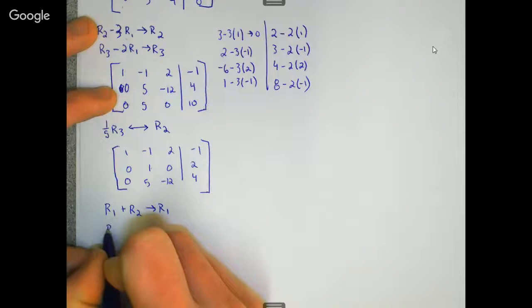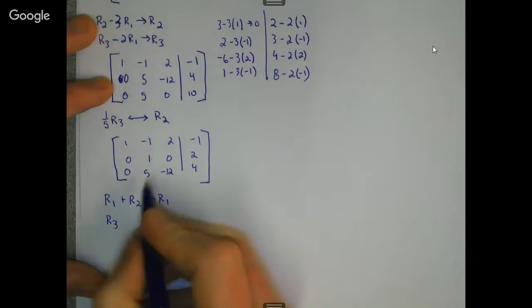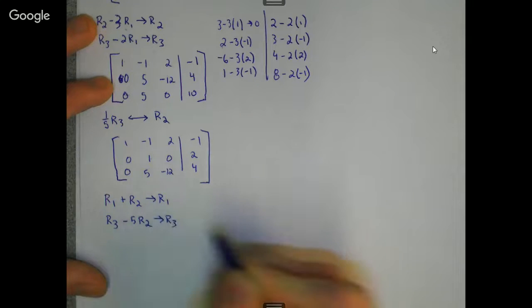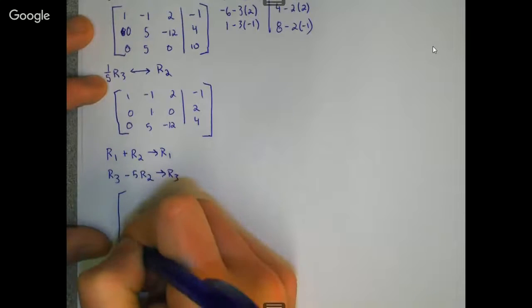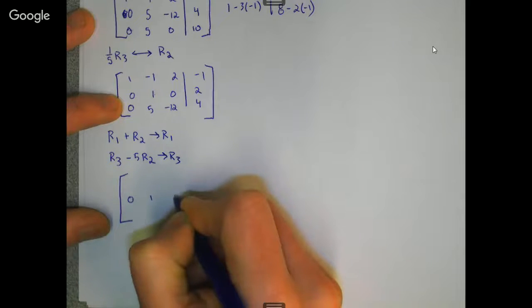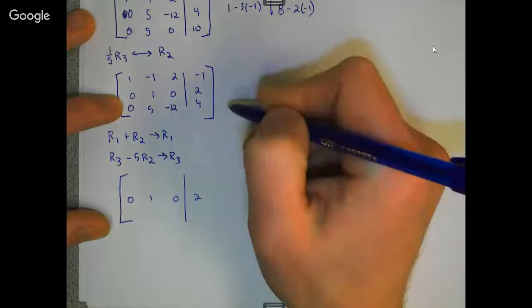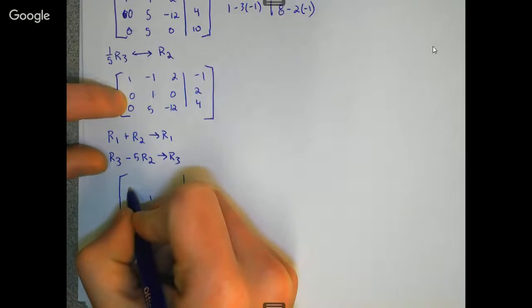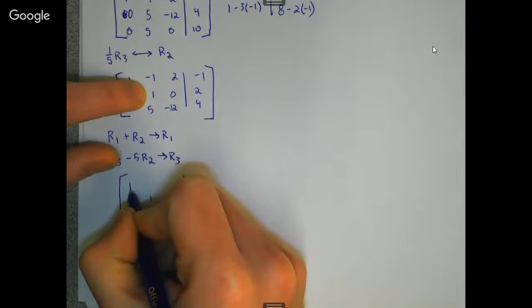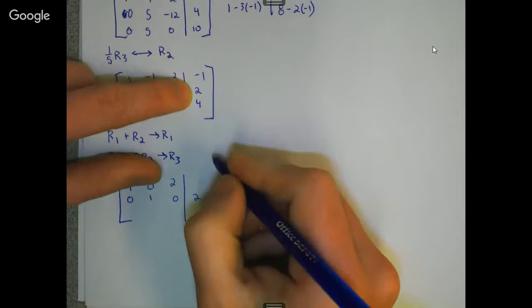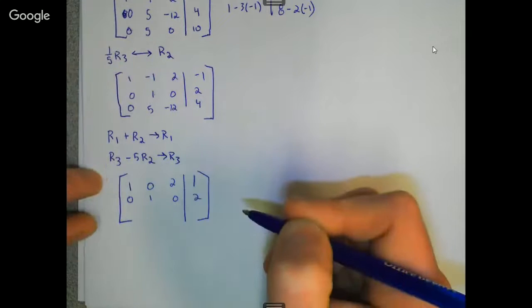Row 3 has to change. And we're going to subtract 5 times row 2, and we're going to put it back into row 3. Okay, so a lot of work here. So our middle row is not changing at all. All right, so row 1, we're just adding to row 2. So that's 1 plus 0, that's 1. Negative 1 plus 1, that's 0. 2 plus 0 is 2. Negative 2 plus 2 is 1. Okay, so that wasn't bad.